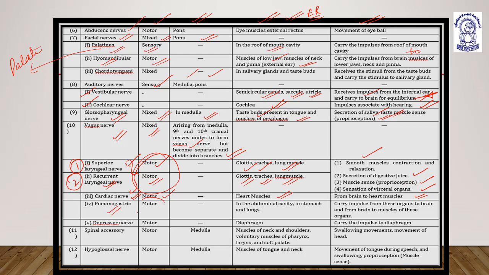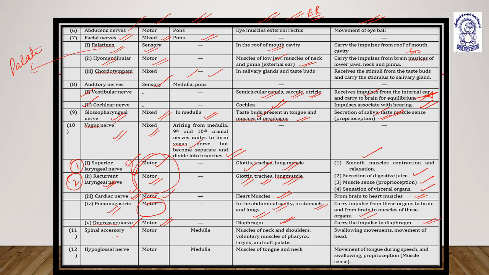Pneumogastric nerve, which is also motor in function. It supplies the abdominal cavity, stomach and lungs. It carries the impulse from these organs to the brain and from the brain to the muscles of these organs. Depressor nerve is also a motor nerve, supplying the diaphragm and carrying the impulse to the diaphragm.